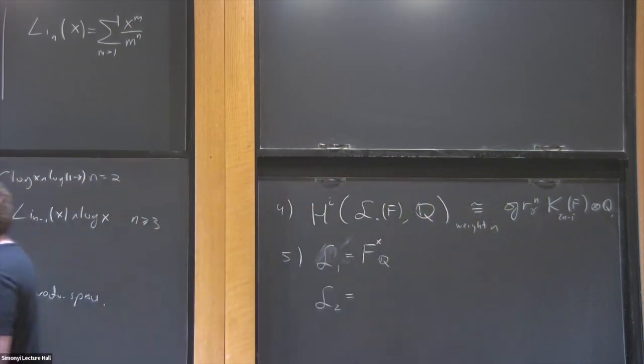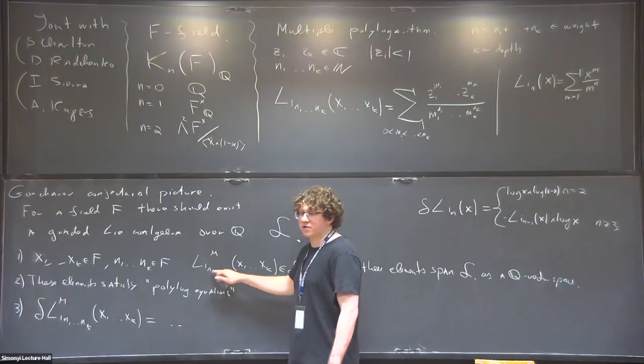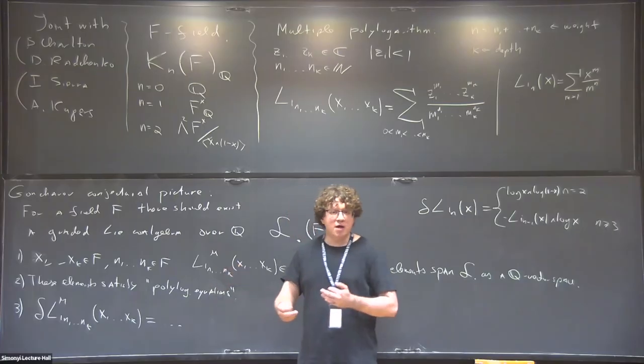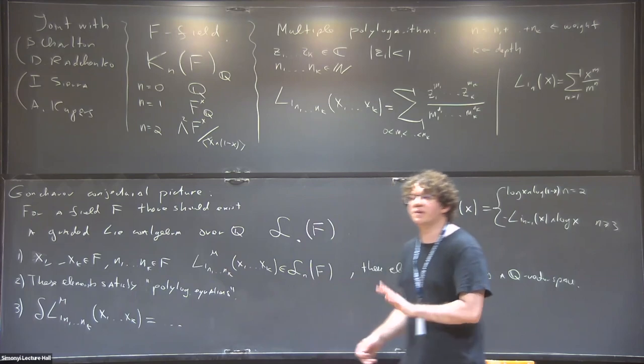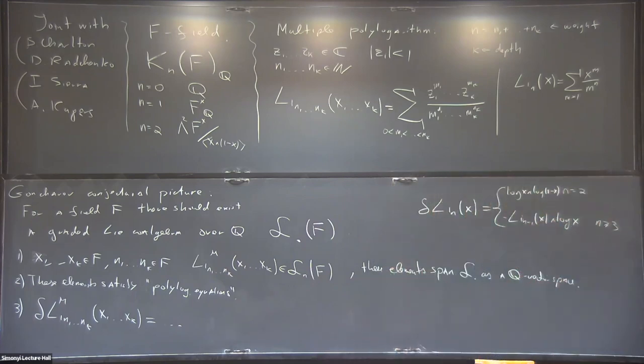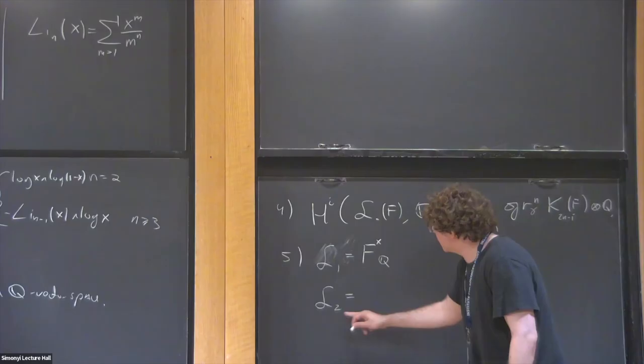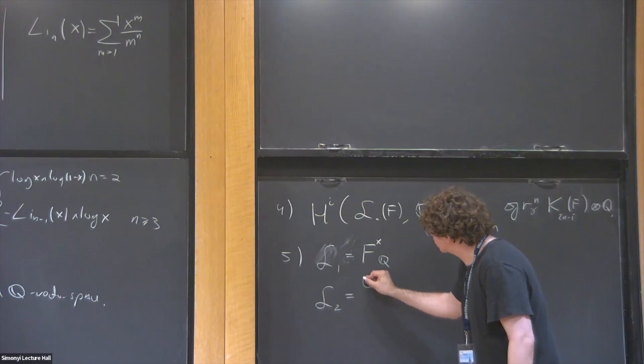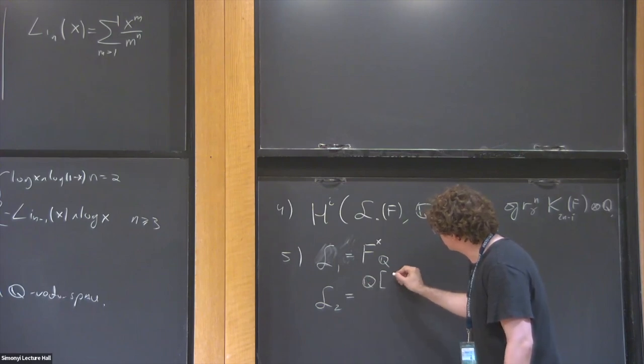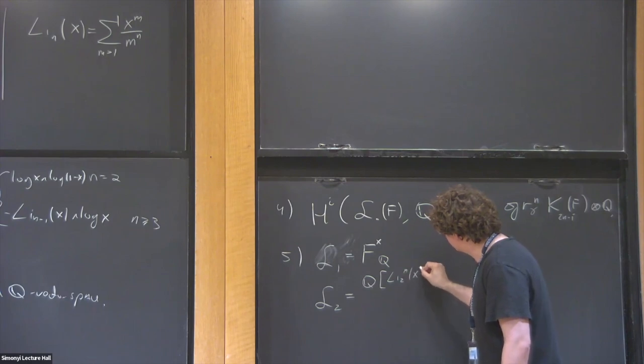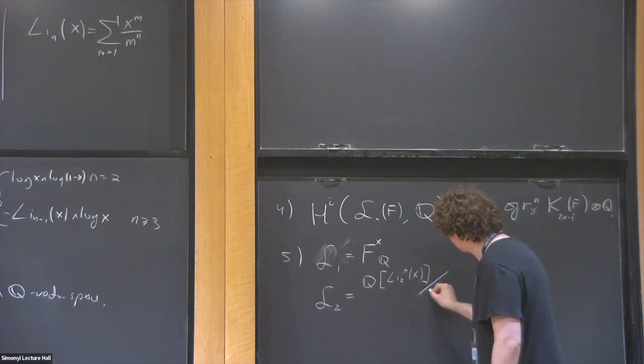polylogarithms of weight 2. Theoretically there are two of them, Li_{1,1} and Li_2, but there is a formula relating them, so everything can be expressed through Li_2, through the dilogarithm. So this L2 is supposed to be a Q vector space on elements of the field, which I denoted by the dilogarithm of x, subject to this five-term relation.